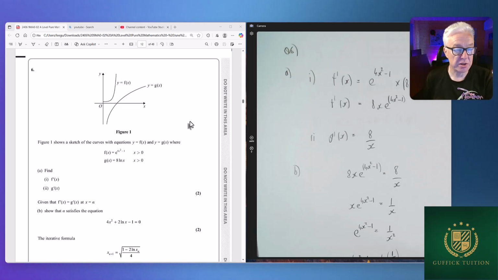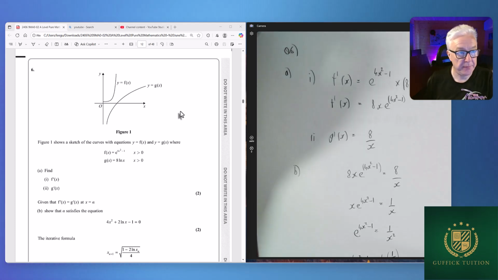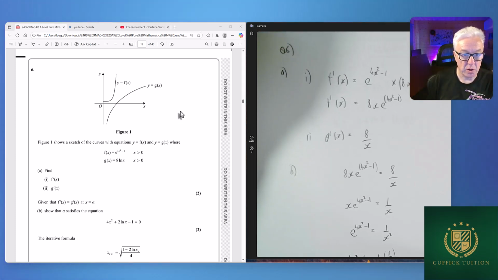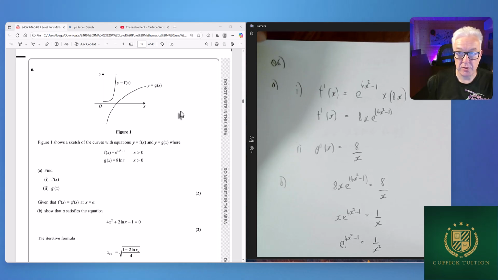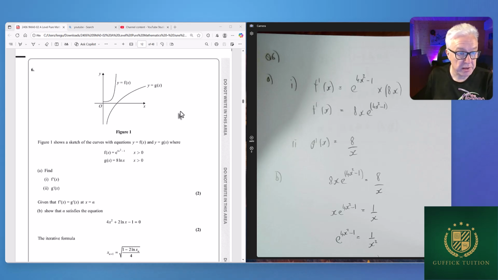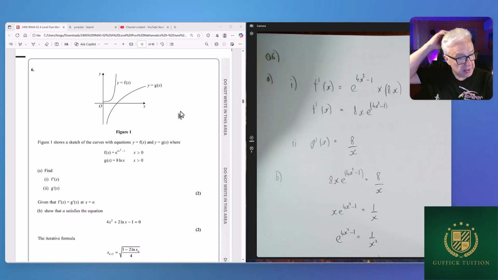Hello everyone, we've got question 6 on paper 2 from 2024 for Edexcel. And we've got a nice function question here. It says figure 1 shows a sketch of the curves with the equation y equals f of x and y is equal to g of x, where f of x is equal to e to the 4x squared minus 1 and g of x is equal to 8 ln x. Find f dashed of x and g dashed of x.